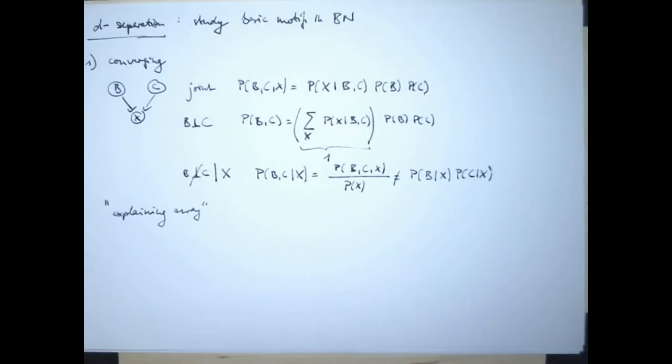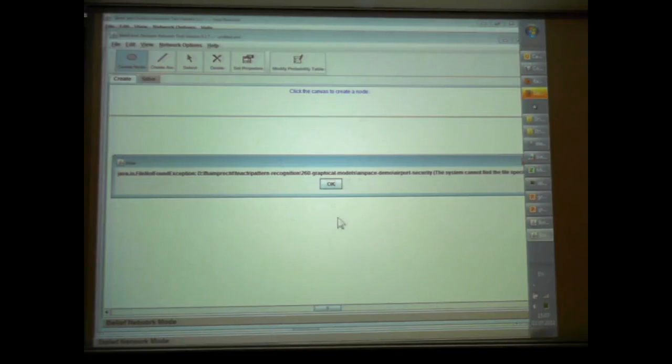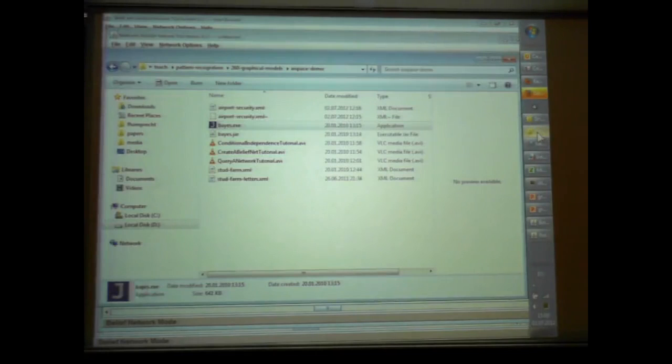We can also do this in numbers. Maybe I can start a second instance. Okay, let's try again.